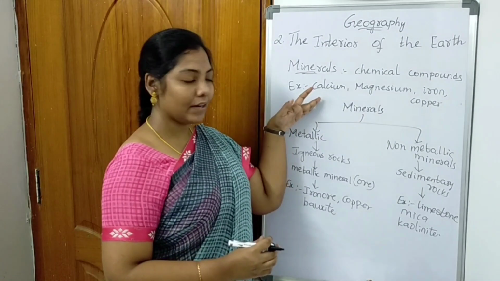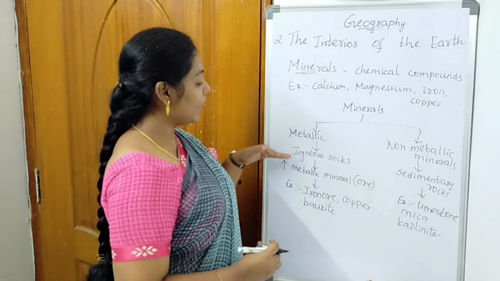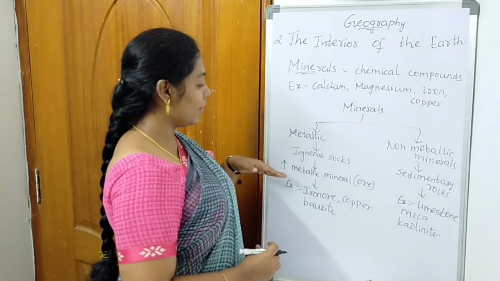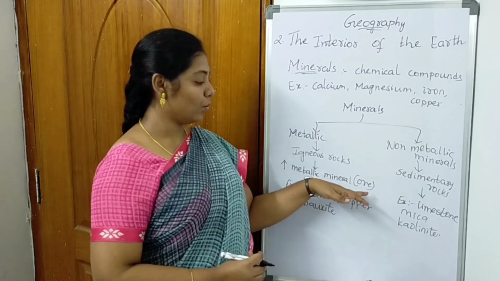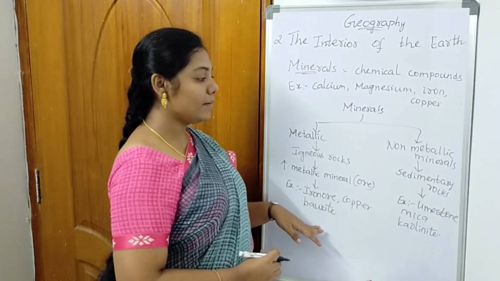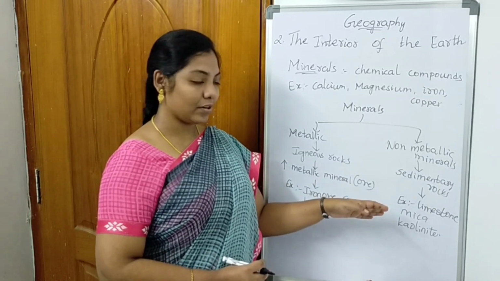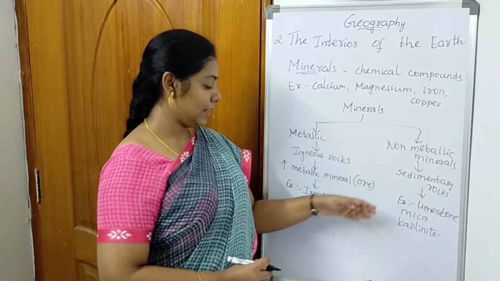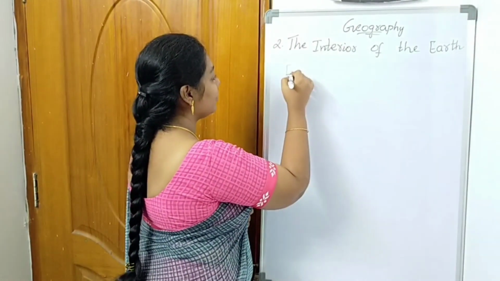Minerals are classified into two types, metallic minerals and non-metallic minerals. We can find these metallic minerals in igneous rocks. If the amount of metallic mineral is high, then we call it as ore. The examples of metallic minerals are iron ore, copper and bauxite. Non-metallic minerals, we can find these in sedimentary rocks, and the examples for non-metallic minerals are limestone, mica and kaolinite. Now let us see fossil fuels.